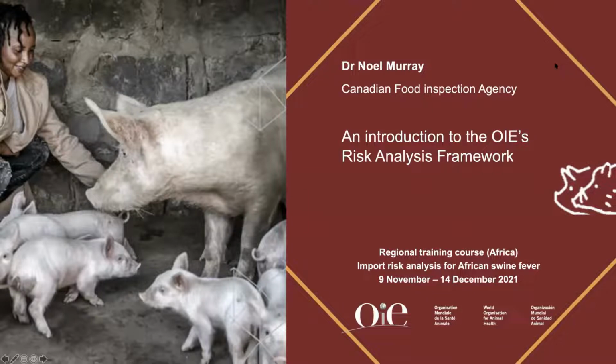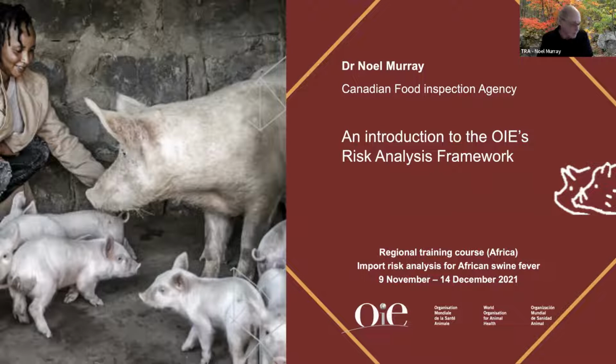That's good. Okay, so today we've got 3 sessions. I'm going to talk about the first one, an introduction to the OIE's risk analysis framework, and then Tim will lead a discussion on a presentation on identifying and describing risk pathways for the entry, exposure and consequence assessment that I'll introduce in this session. And then finally, we'll look at identifying, selecting and implementing sanitary measures to effectively mitigate risk.